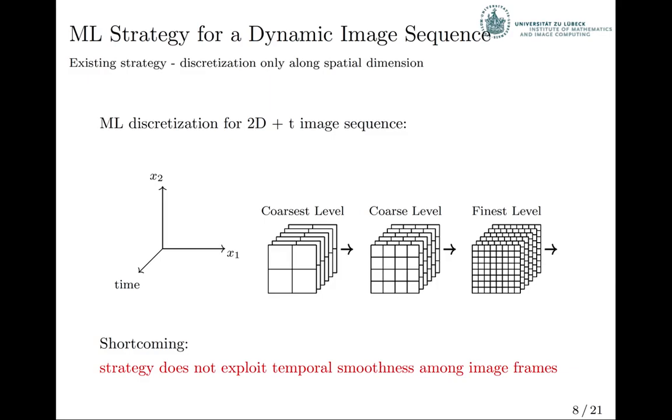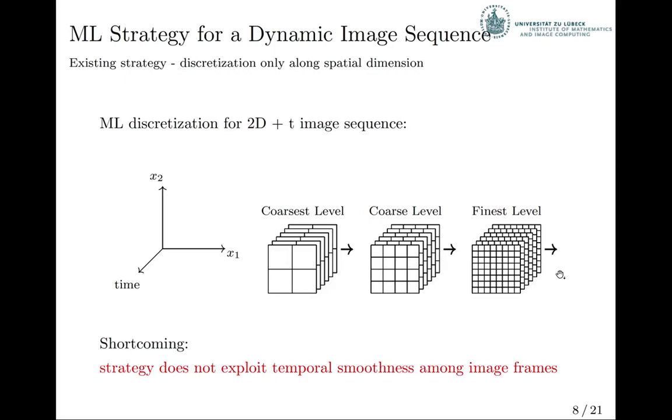Now the question is how one can design a multi-level strategy for more than 2 images. As we saw earlier, we have a video, so we have an image sequence. One simple strategy is just to extend what we have done so far for the 2 image case. Here x1 and x2 represent the spatial direction, and time represents the temporal direction.